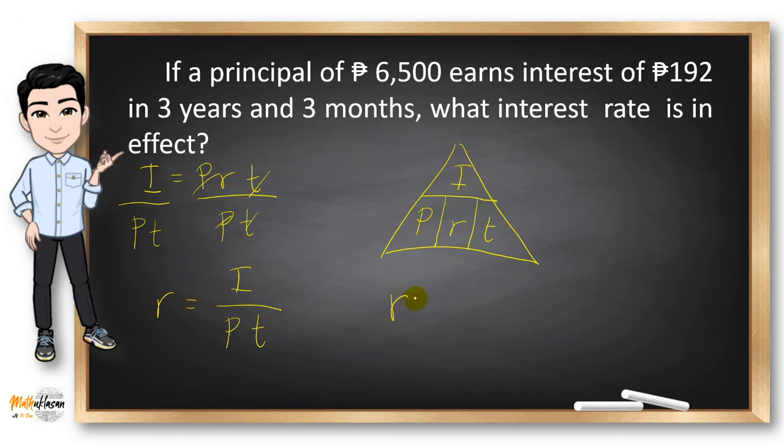So if the rate is missing, all you need to do is to divide I with P and T. And if the principal is missing, you just need to divide the interest using R and T. Likewise, if T is missing, all you need to do is to divide I with P and R.